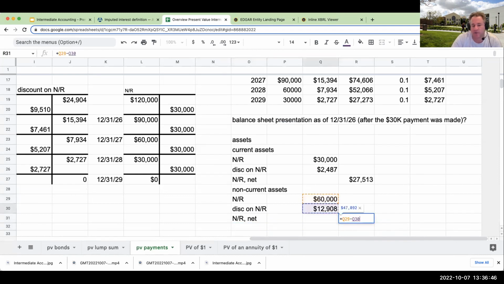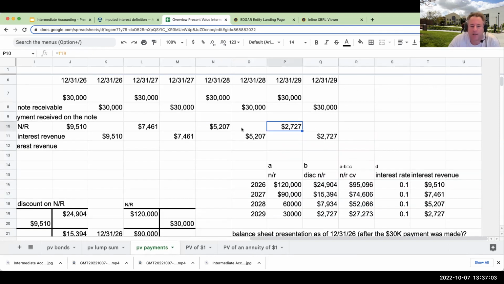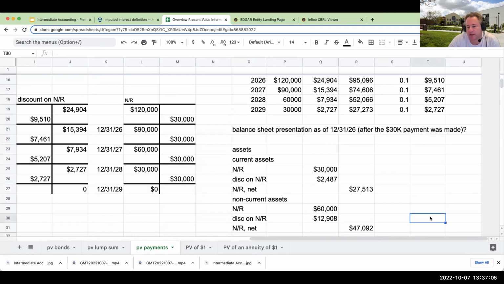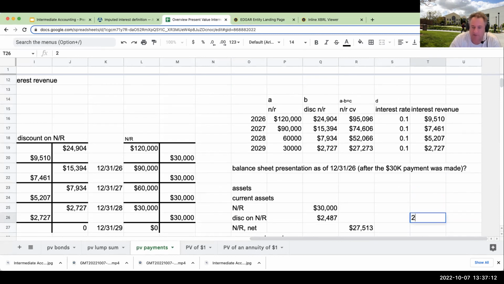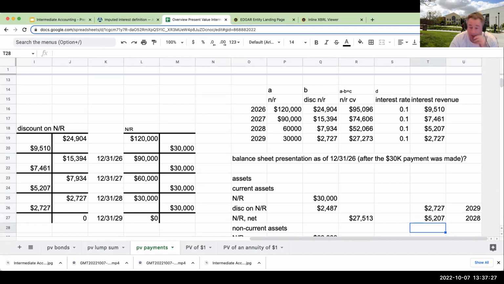I might have to do this video a third time. So my total amount of notes receivable, right? My current portion would be here, non-current would be here. And again, where am I getting this 12,908 from? Well, in the future, I'm going to be amortizing this over here. This 12,908 is going to be 2,727, which is the 2029 amortization. This would be over here, the 5,207, which is the 2028 amortization.